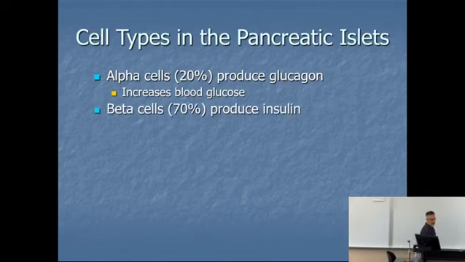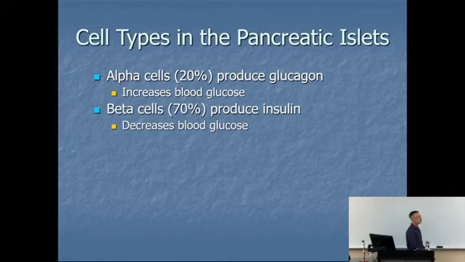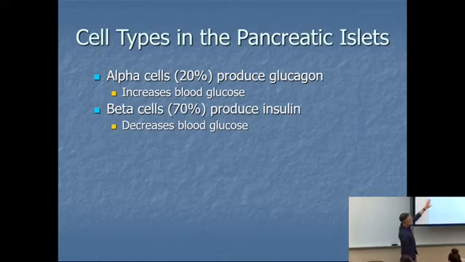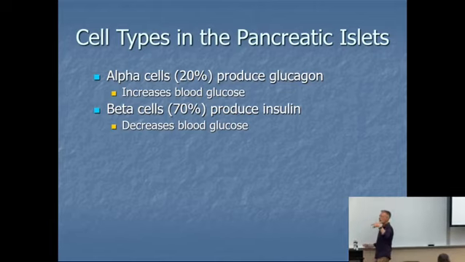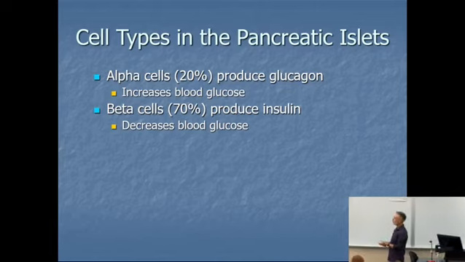So the question is, how do we affect these free glucose levels? So alpha cells and glucagon are going to increase blood glucose. Beta cells, which produce insulin, are going to decrease blood glucose. So on a simple level, they have an antagonistic effect. Our free glucose is going to go up or down.